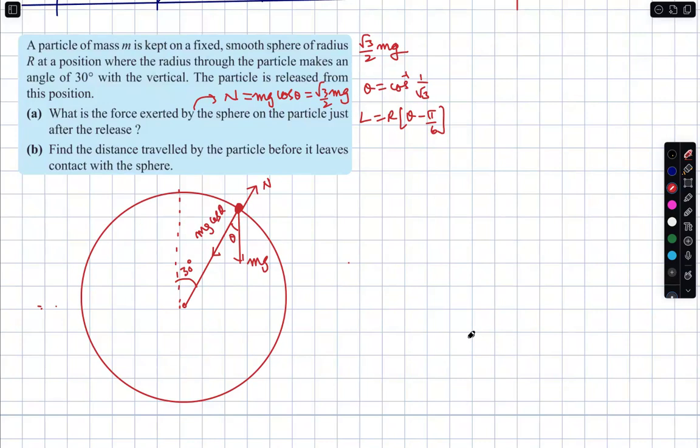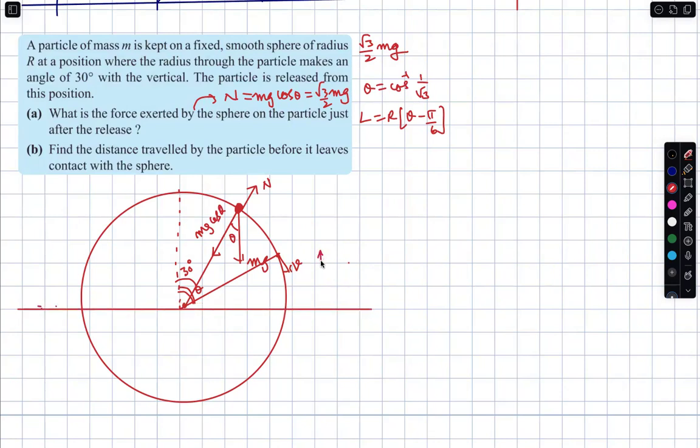Then first part is done. Find the distance traveled by the particle before it leaves the contact. We assume that portion is theta with respect to vertical only. That is convenient for you actually. Now at this point, it has some velocity. By the way, we need to find theta, and this is very problematic. We'll take this as zero reference.